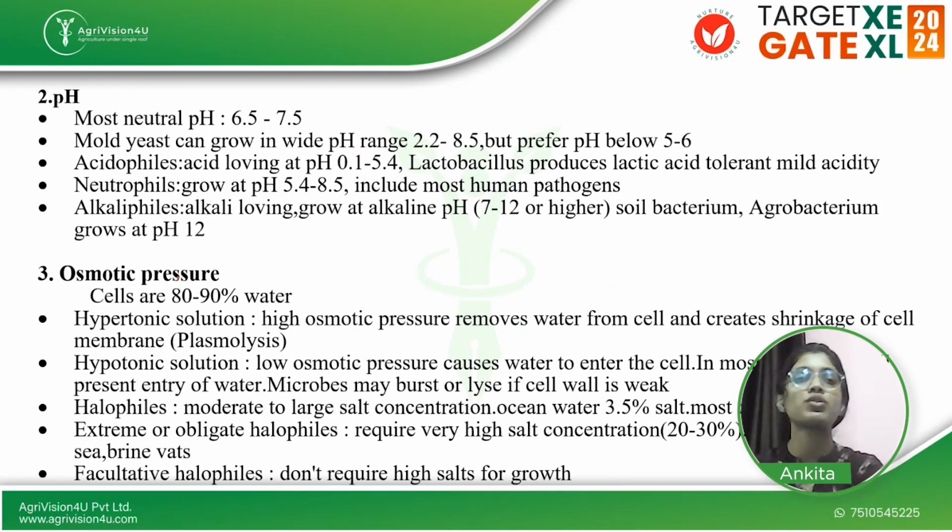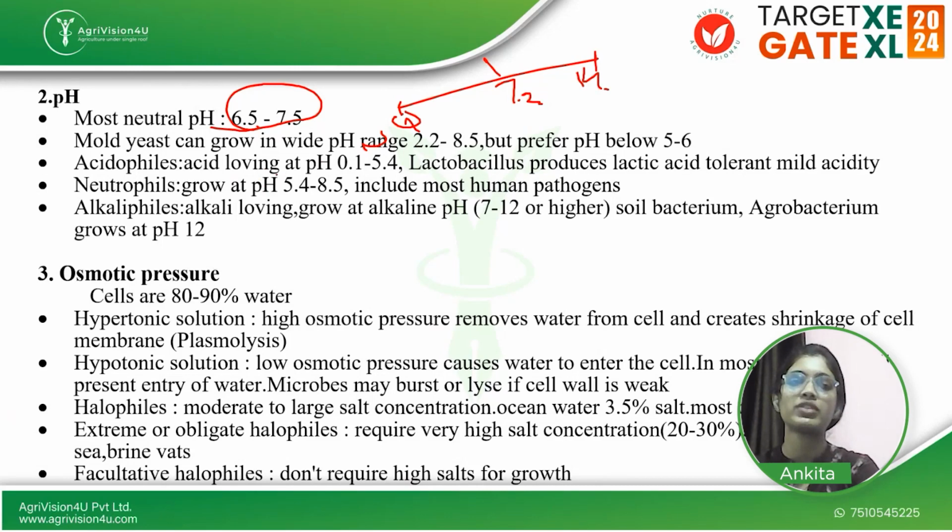Now in the case of pH, what is going to occur? Basically the neutral pH range is 6.5 to 7.5. We all know your pH scale goes from 0 to 14. At 7, you will have neutral. Now the most neutral pH range is 6.5 to 7.5. Now, most of the yeast that is there, yeast can grow in a wide pH range.